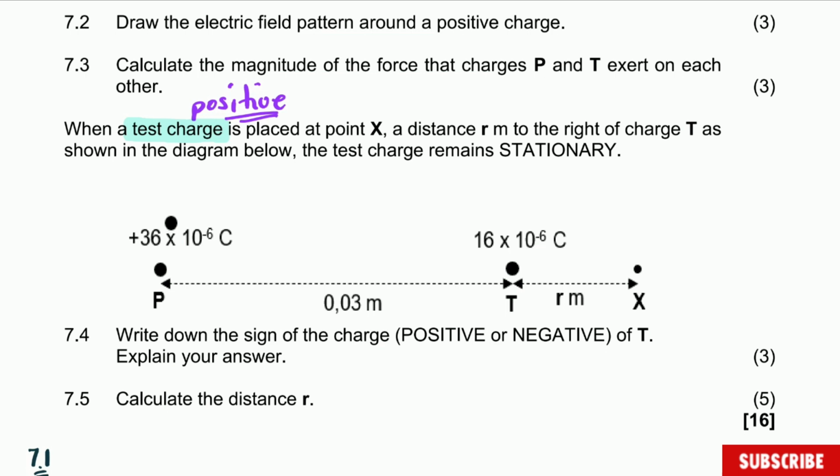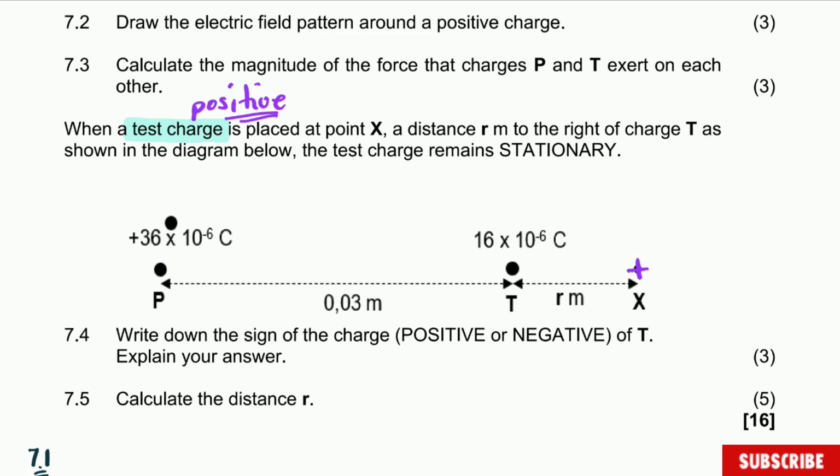Test charges are always positive. So this point here is not a charge, it's a test charge, so it's going to be for sure positive. Always they are positive. Place at point X a distance R m from the right to the charge T, as shown in the diagram below. The test charge remains stationary, it doesn't move. Okay, write down the sign of the charge, positive or negative, of T.